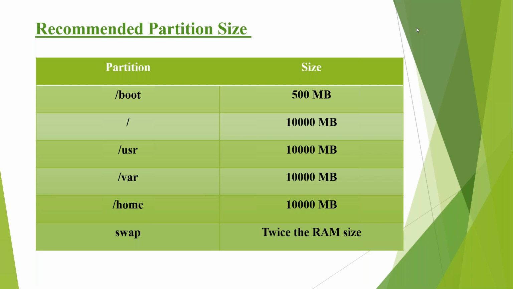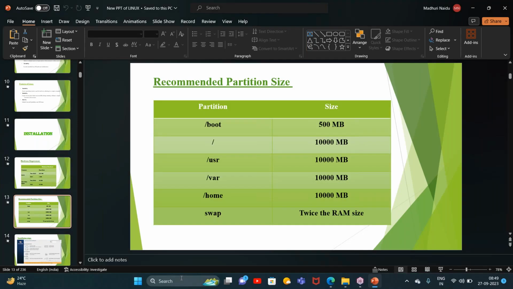Recommended partitions and size. I have not explained this, so now I'm explaining it. These are the recommended partitions in Linux. These are not compulsory. Why are these partitions recommended? Which partitions are compulsory? That I will show now.